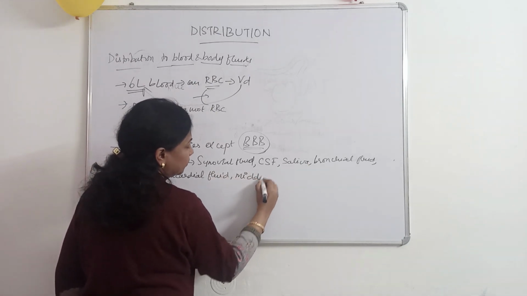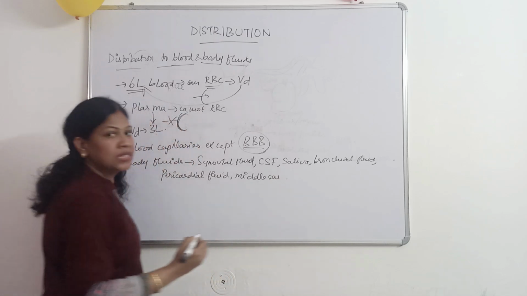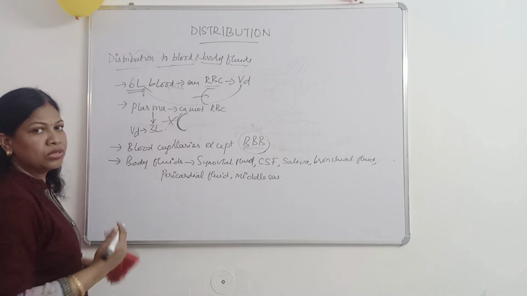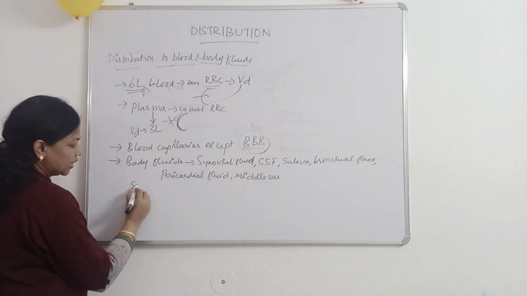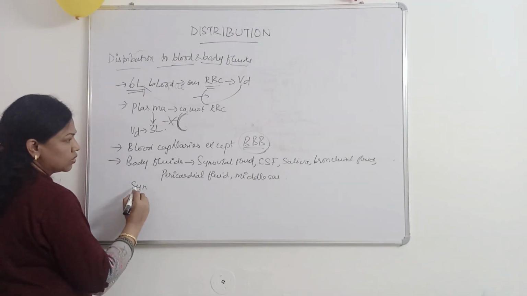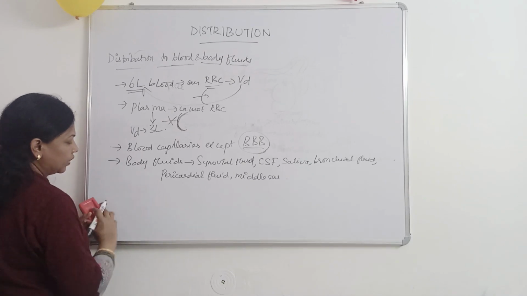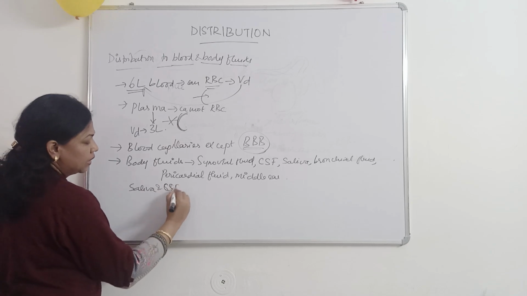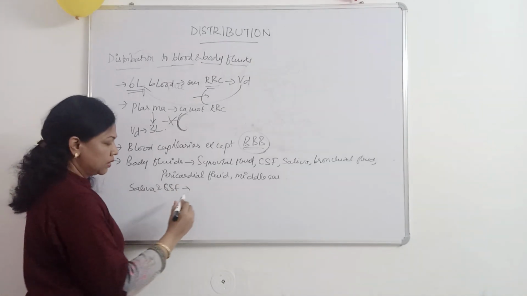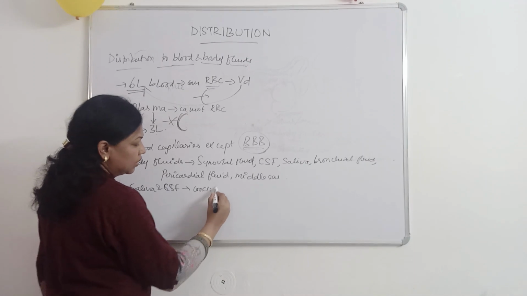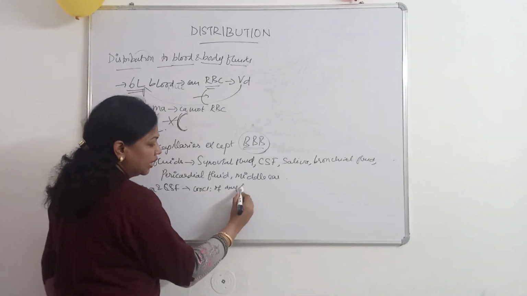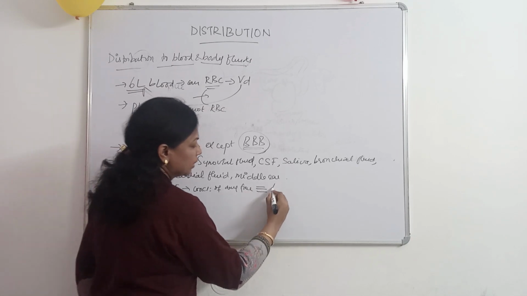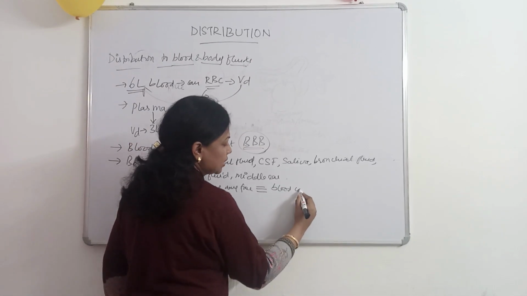So these are all some of the fluids present in the body other than blood. Now, how will the distribution be there? In the case of synovial fluid, saliva and CSF, the concentration of drug, mainly free drug, will be similar to that present in the blood.